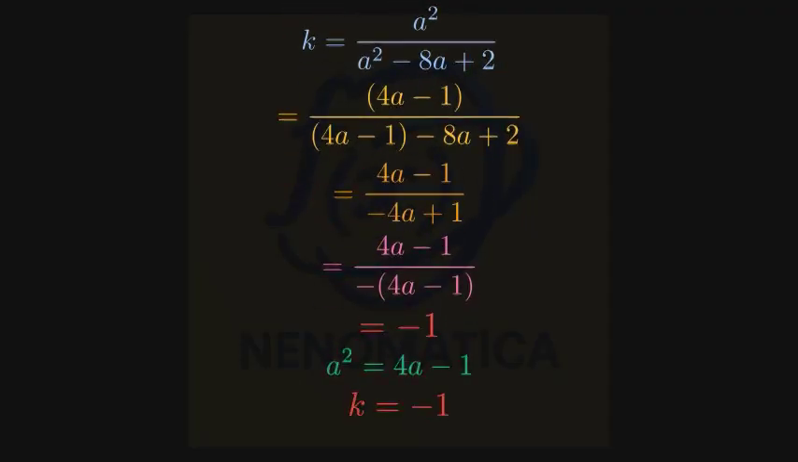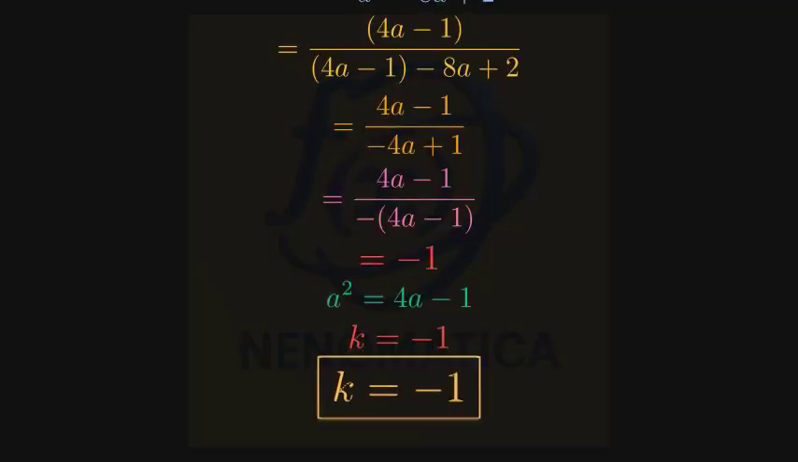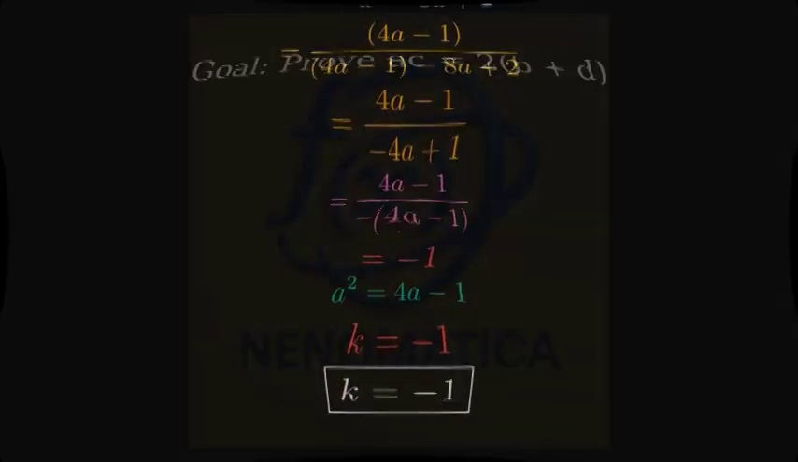To recap, from the root condition we obtained a squared equals 4a minus 1. Substituting that identity into k causes the denominator to be the negative of the numerator, which makes k equal negative 1. Therefore, the value of k is negative 1.